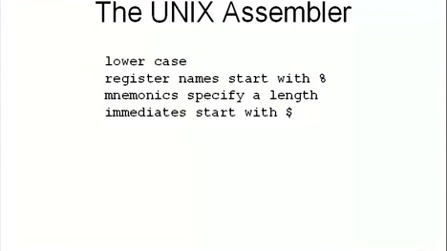Every immediate value in an instruction begins with a $ sign. If you want to push a 32-bit constant on the stack in NASM, you would write this instruction. For the portable assembler, the length is included in the instruction, and the constant value is preceded by a $ sign.